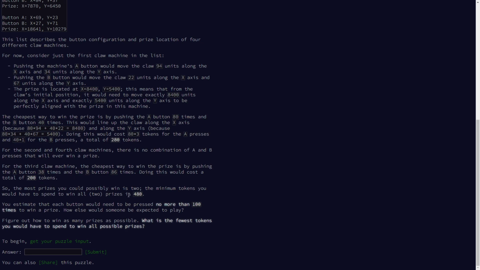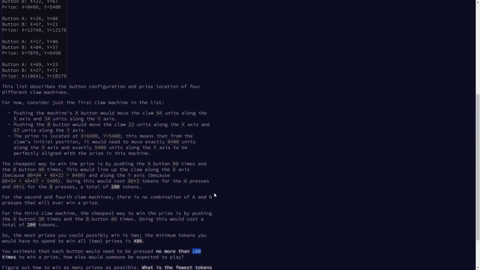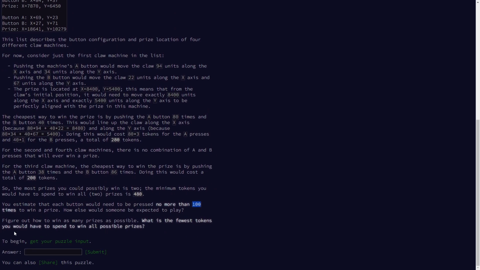We have to ultimately sum up the number of tokens that it costs us to get the prize, and that will be our answer. They've also told us that no individual button will have to be pressed more than 100 times. So what are the fewest tokens we would need to spend to win all the possible prizes? Let's find that out.